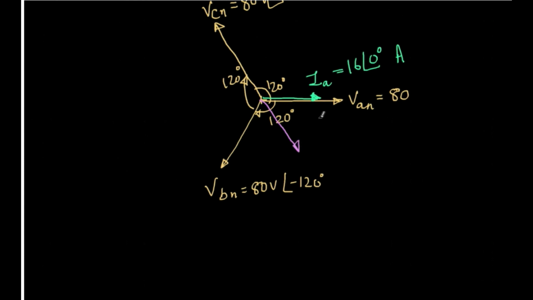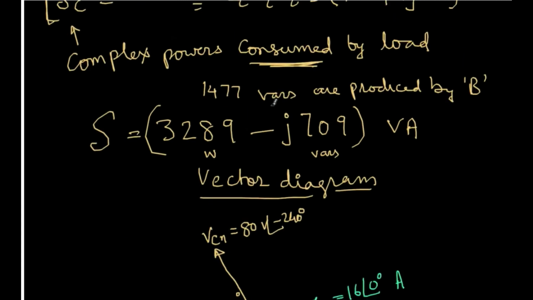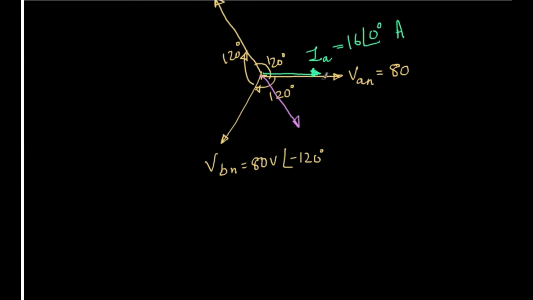And what about the magnitude? Let's refer to the magnitude once again, 22. So slightly larger than this one. So maybe I'll make it slightly larger. Now this IB is the B phase current, 22.1 whatever it is, 22 amperes, at an angle of minus 63 degrees. So this angle is 63 degrees. It is minus because this is the reference and from there I'm going back.